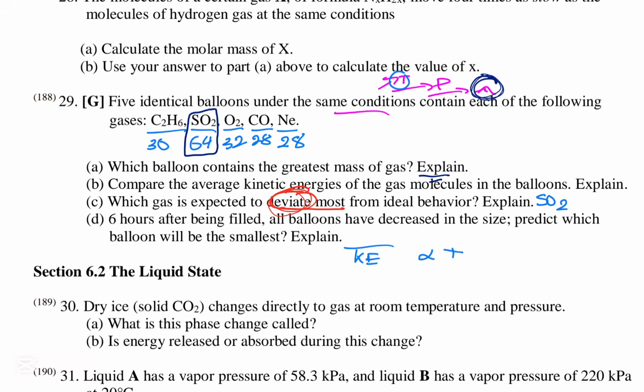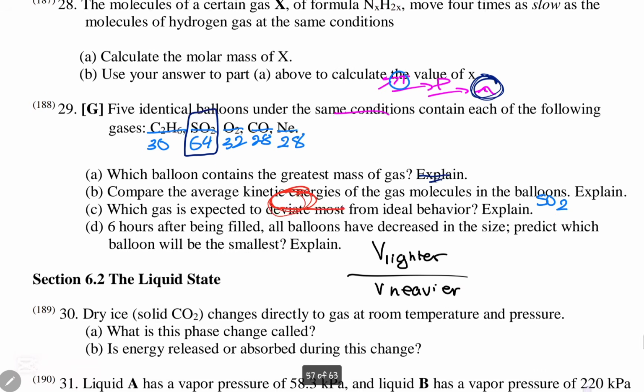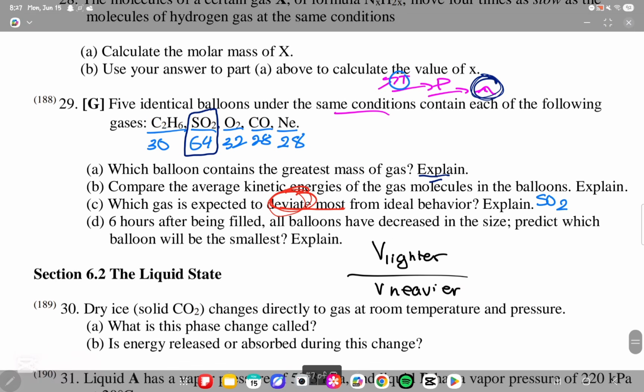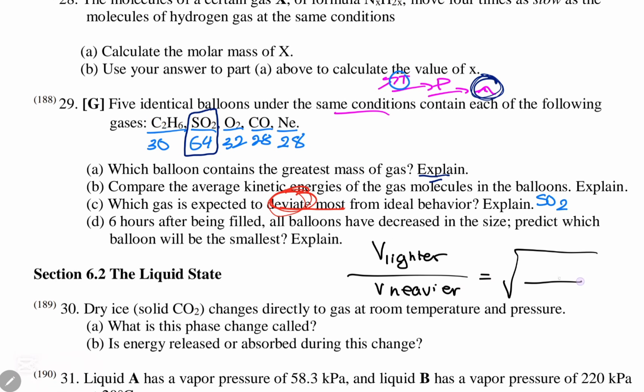Now, 6 hours after being filled, all balloons have decreased in size. Predict which balloon will be the smallest and explain. Here we need to use a very famous equation. The speed of the lighter gas over the speed of the heavier gas is equal to the square root of the molar mass of the heavier gas divided by the molar mass of the lighter gas. We're not going to use it, but I need you to know it in case it comes up in the exam.